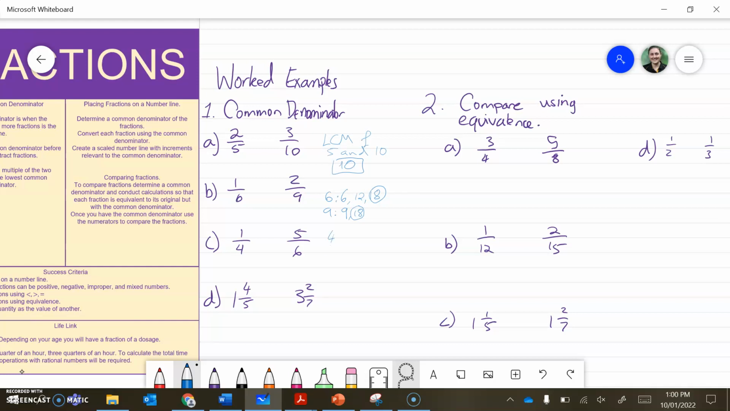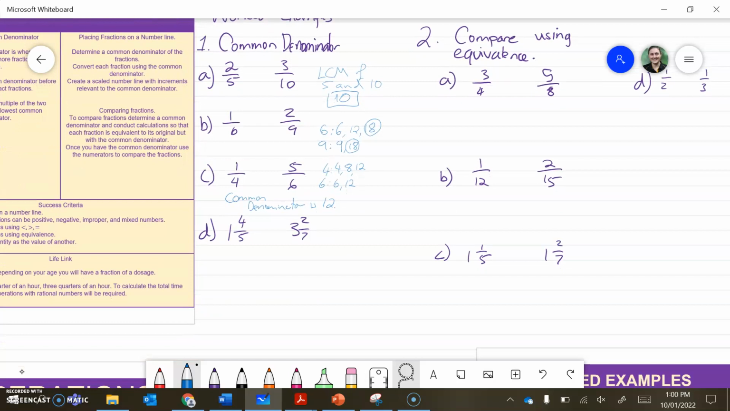For C, I've got 4 and 6. Counting in 4s, we've got 4, 8, 12. 6s, 6, 12. So our common denominator is 12. And then our final example here, we've got 5 and 7. If I count in 5s, I've got 5, 10, 15, 20, 25, 30, 35. If I count in 7s, we've got 7, 14, 21, 28, 35. Therefore, our common denominator that we would use is 35.